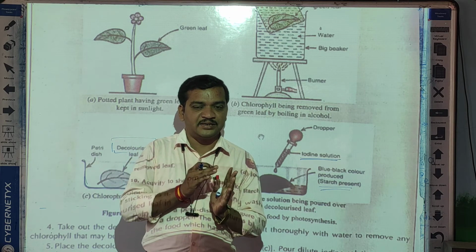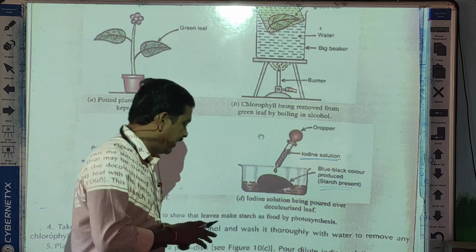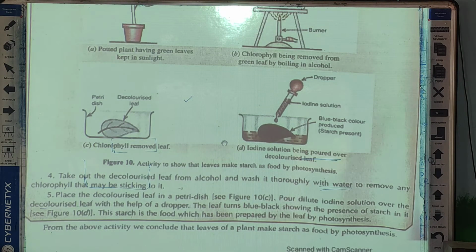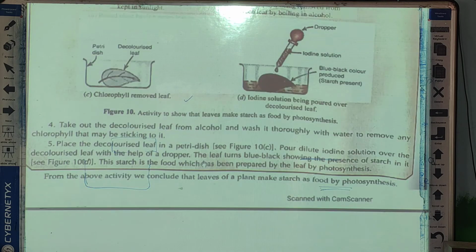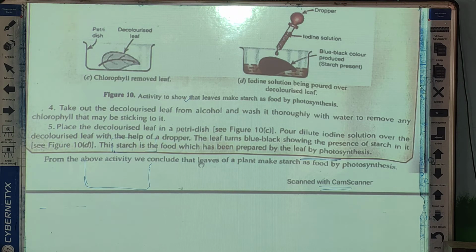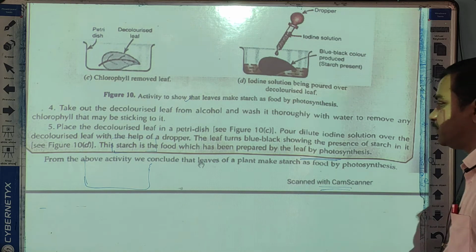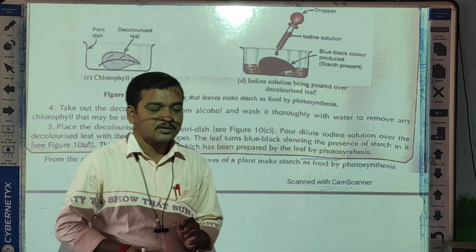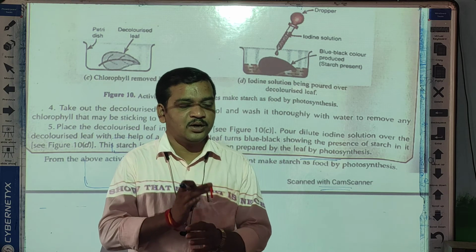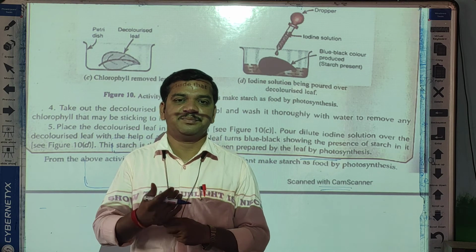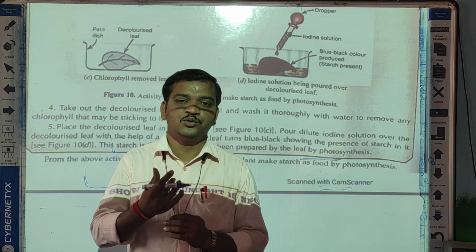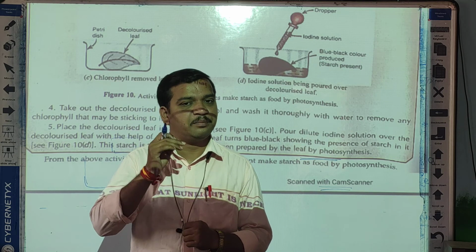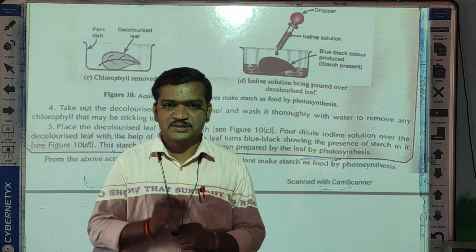By this activity we can understand that plants prepare their food. Plants make food, or starch as a food, by the process of photosynthesis. I hope you understand how plants prepare their own food by the process of photosynthesis.